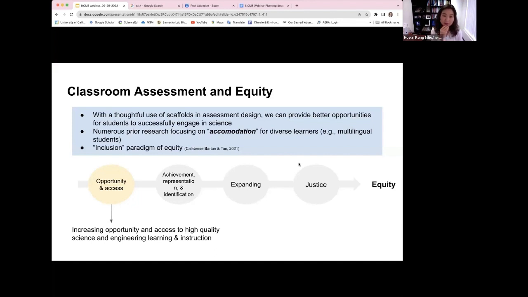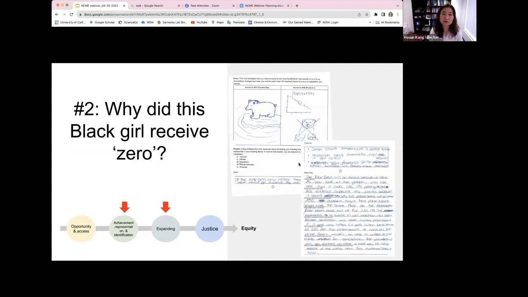But there is also a critique toward this accommodation or inclusion paradigm of equity. It is important, but it is limited. But I didn't really know what that meant at that time. Here is another story that really opened my eyes to how and why this inclusion or access paradigm of equity is important but limited. The second story comes from another project that I got involved with in another school district. The title is Why This Black Girl Received Zero.